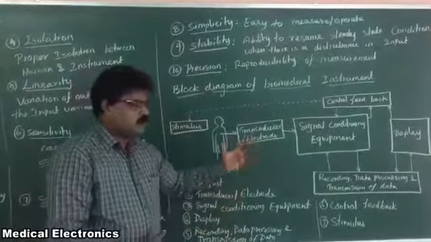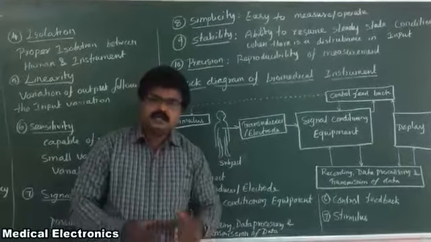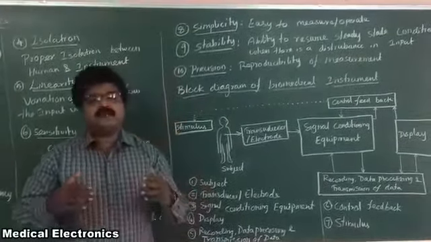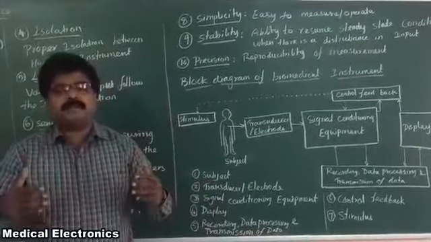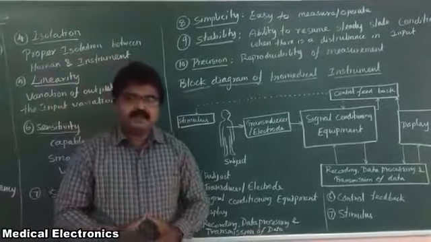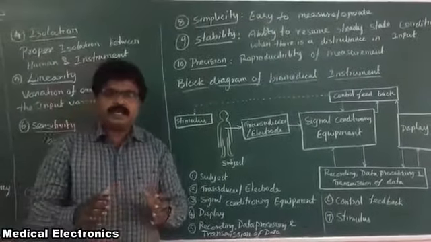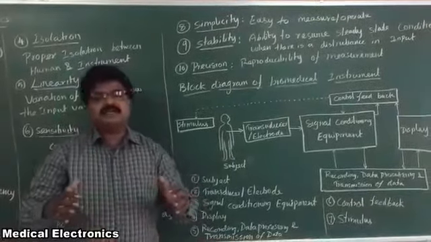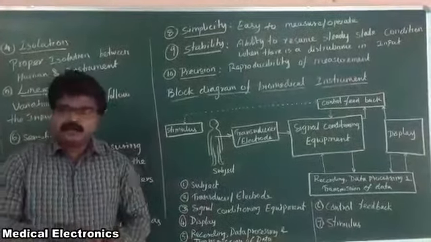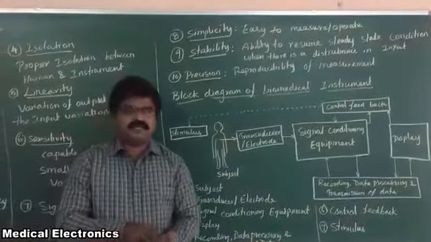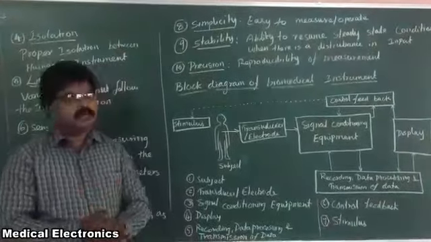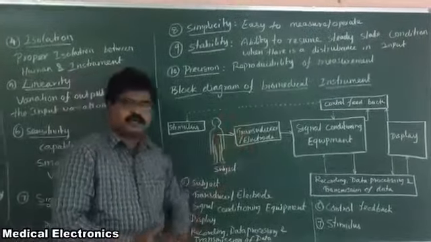The biomedical instrument is used to measure the various physiological variables or parameters of a human body. The subject is the human body. The human body generates various biological signals, and that is what the biomedical instrument is going to measure. So the subject is human. Next one is transducer or electrode.